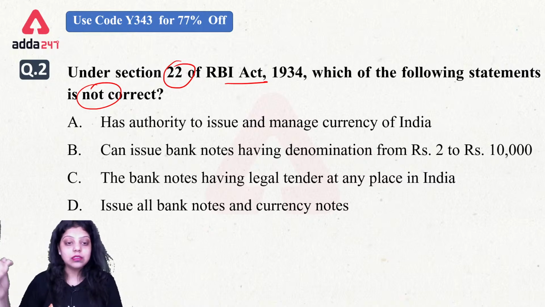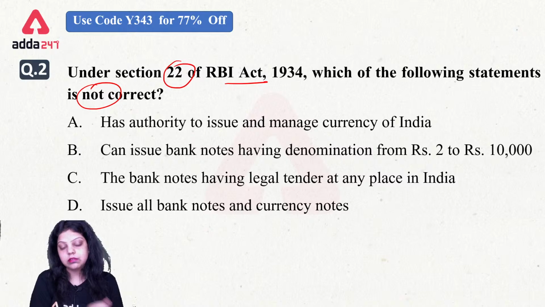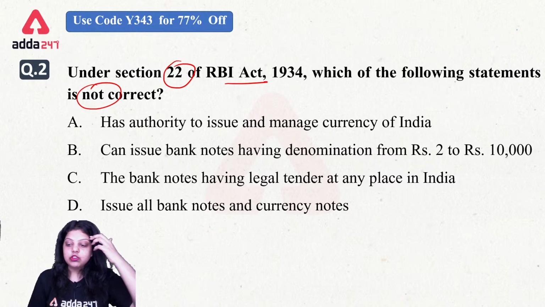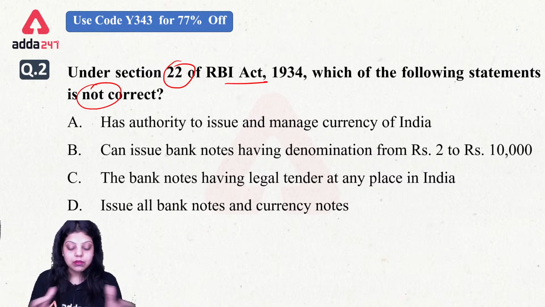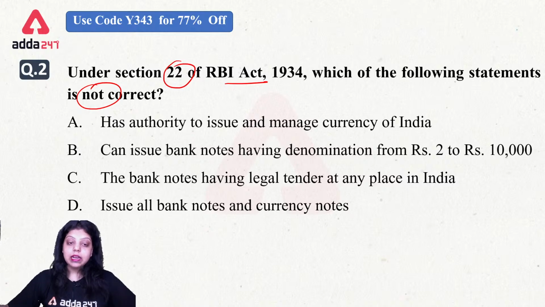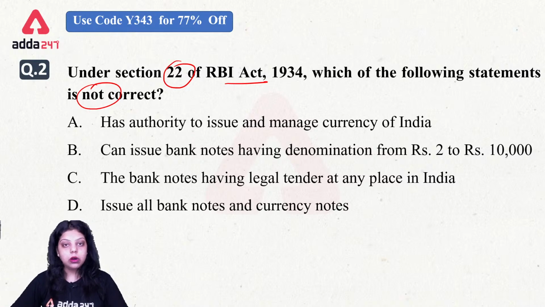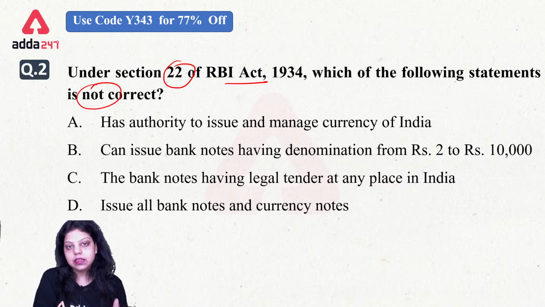2 and above currencies will be printed by Reserve Bank of India, or RBI can issue these denominations currencies. Next, third option is saying the bank notes having legal tender at any place in India. Whichever banknote we are using, we are able to use that currency, we are able to make exchange of goods and services on behalf of that currency because that currency has a legal tender in India.